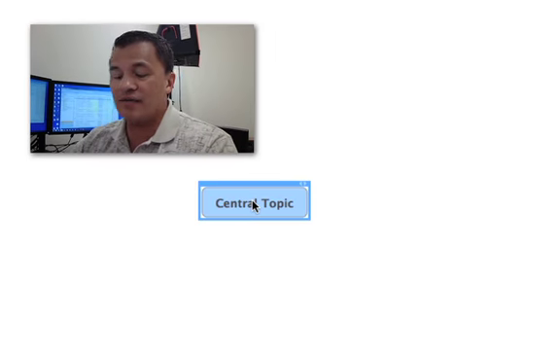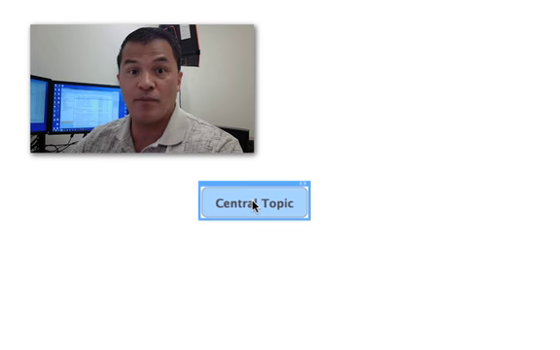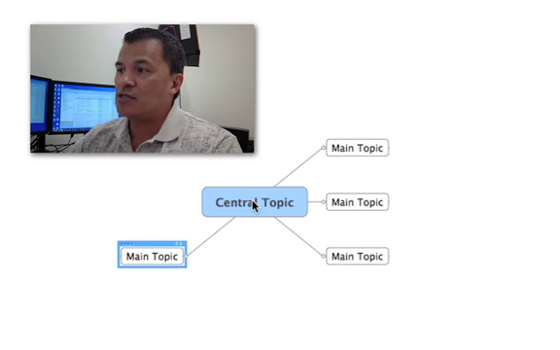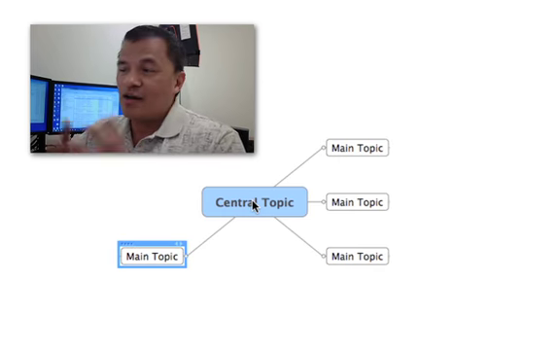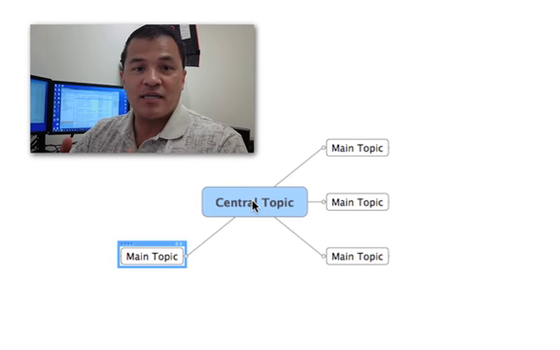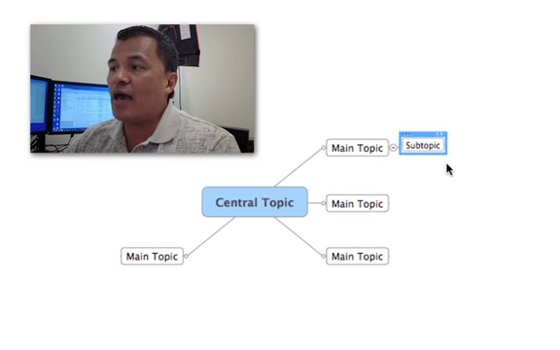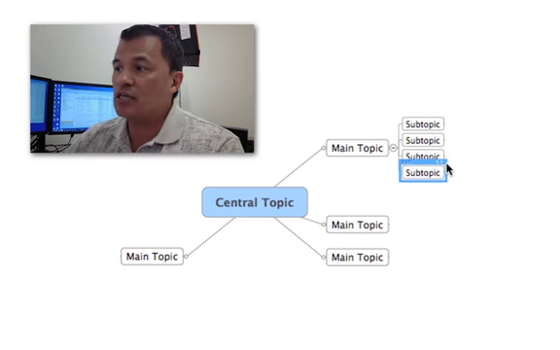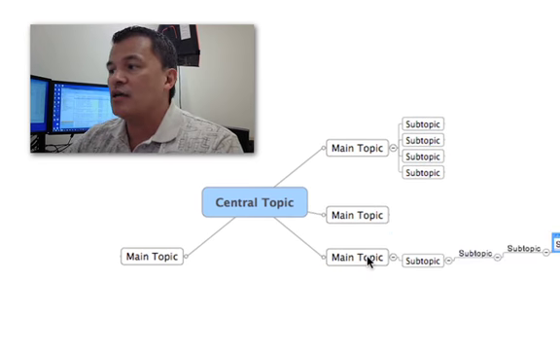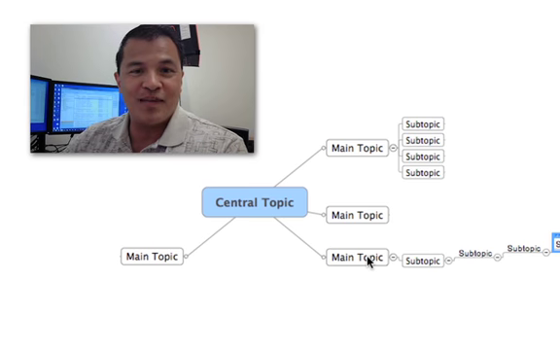If I hit the enter key a few times, you'll see a few main topics pop up here, right? So here are a few main topics that you can quickly add just by pushing the enter button. But above that, you can also add additional subtopics around each of these main topics, and you can go even many layers deep.